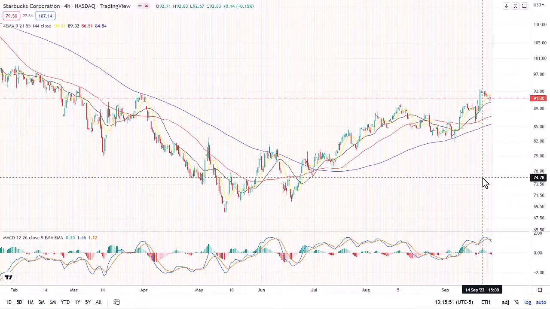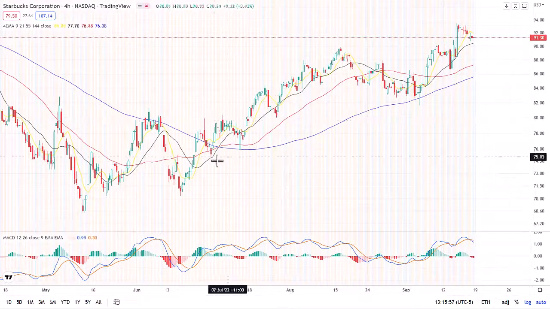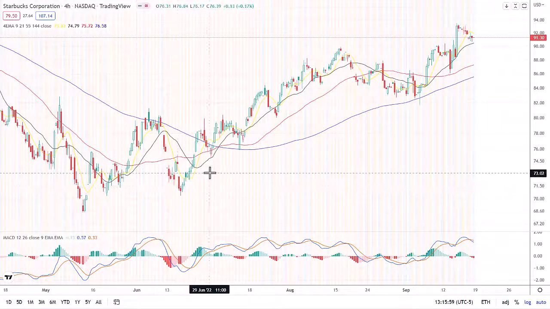Moving over to Starbucks, still very bullish here, you can see in the short term. On the 4-hour chart, we had big bottoms here in June with everything else.